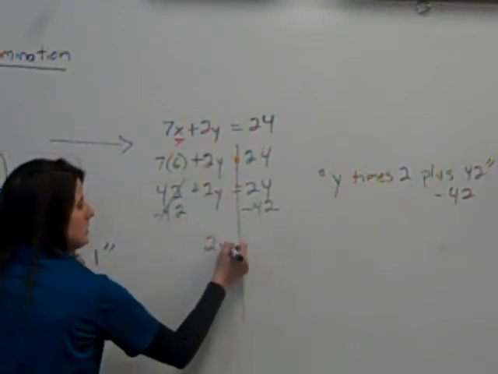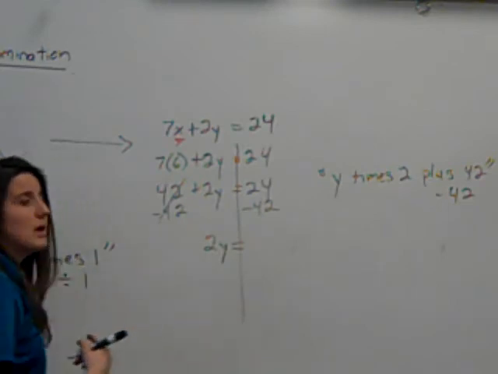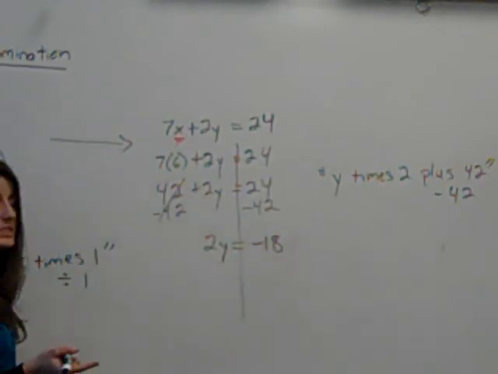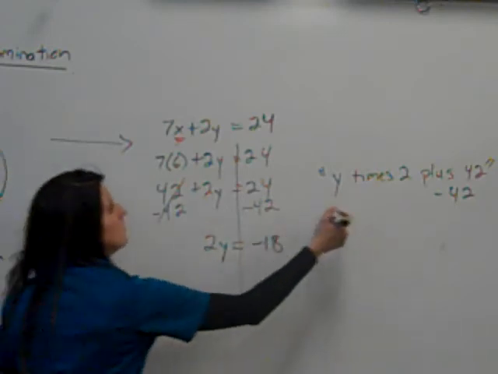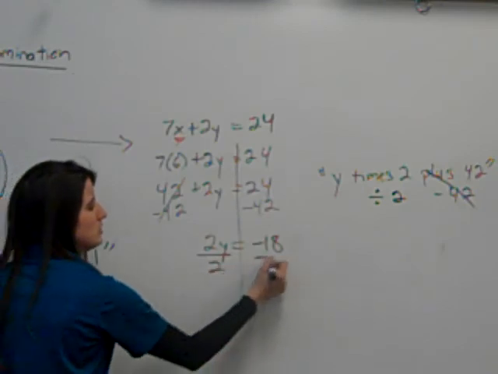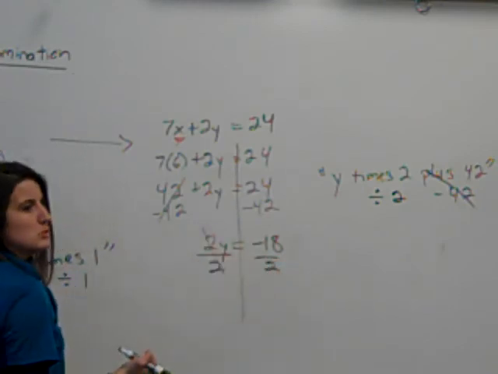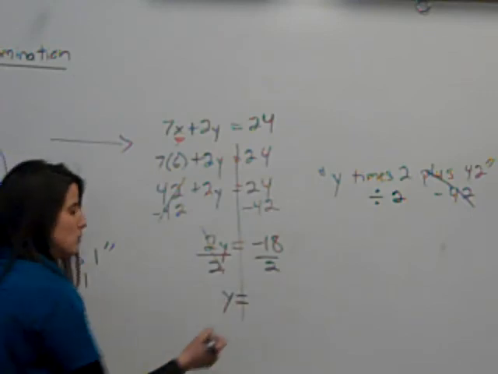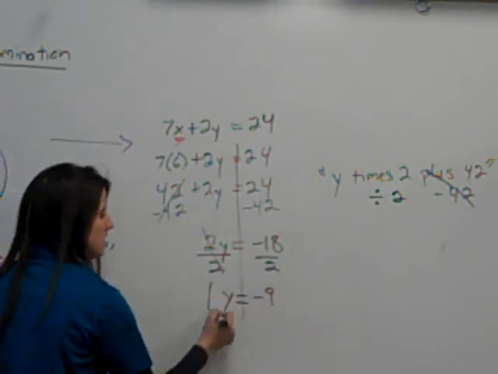2y comes down. 24 minus 42 is negative 18. Be careful with your signs. Then opposite of times is divide. Divide by 2. 2 divided by 2 is 1, or cancels, to give you y equals negative 18 divided by 2, which is negative 9.